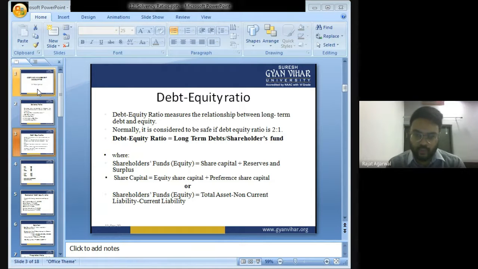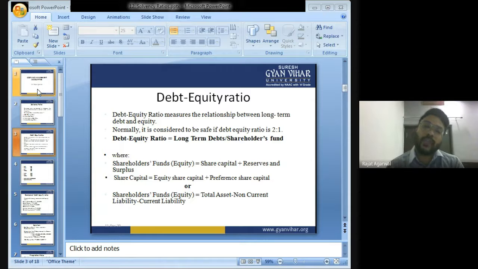Debt equity ratio. Debt equity ratio measures the relationship between long-term debt and equity. Long-term debt means long-term loan and equity is a shareholders fund. It is considered to be safe if debt equity ratio is 2:1. So what is ideal debt equity ratio? 2:1. Ideal debt equity ratio is 2:1.